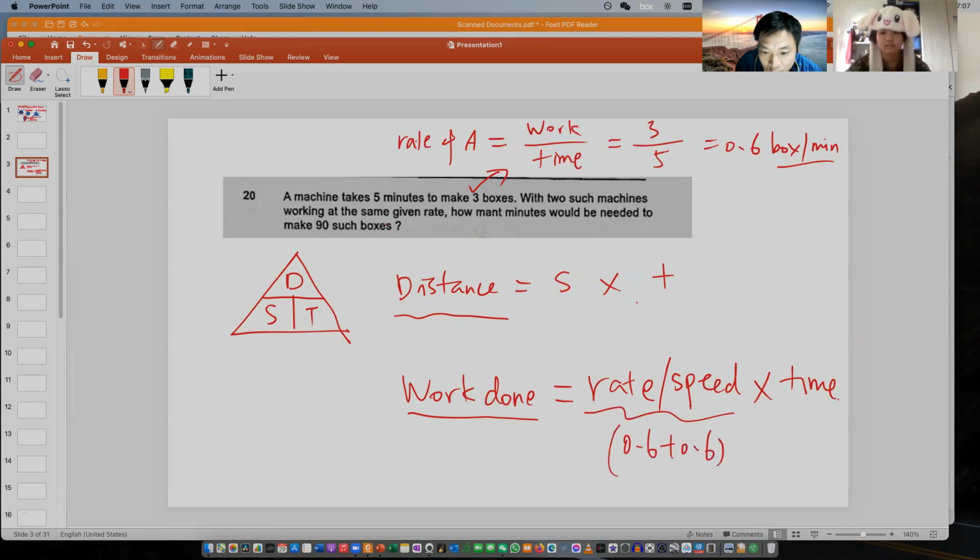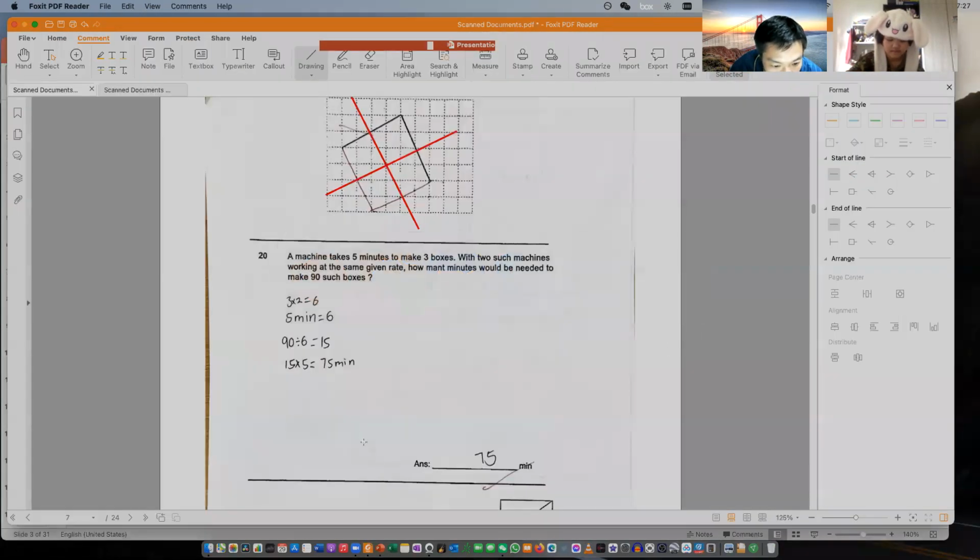Now they ask how many minutes would be needed. So basically they want to know the time, given the work needed to be completed is 90. That's why you put 90 here. That's why the time is equal to 90 divided by 1.2. Let me see if you take 90. But isn't my answer correct?